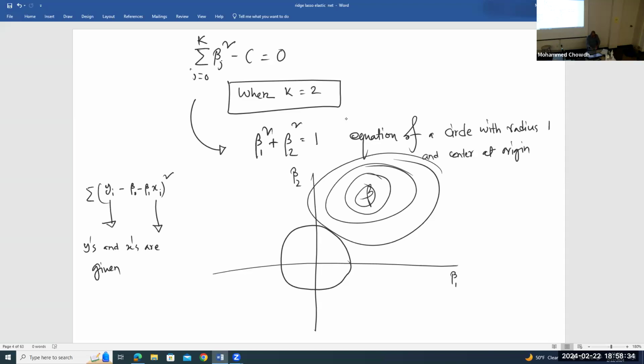I am dragging them from here to there. So this is my beta 1 and beta 2.